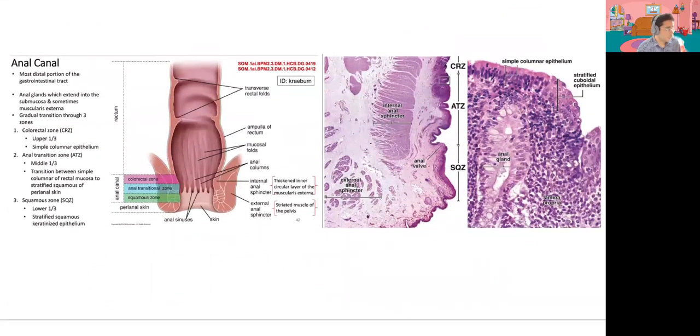Anal canal, it's very simple. There are three zones you need to keep straight. The first one, colorectal, is above the pectinate line. Since it's above the pectinate line, what epithelia are you going to see? Simple columnar. They like those type of questions. It is often tested. What are you going to find in the transitional zone? Guess what, guys? Simple columnar to stratified squamous. And then obviously you get to the squamous zone, and the name says it all: it's squamous. So everything's broken down into thirds.